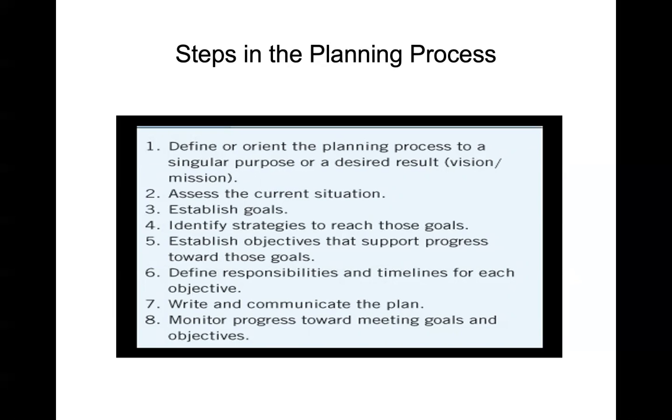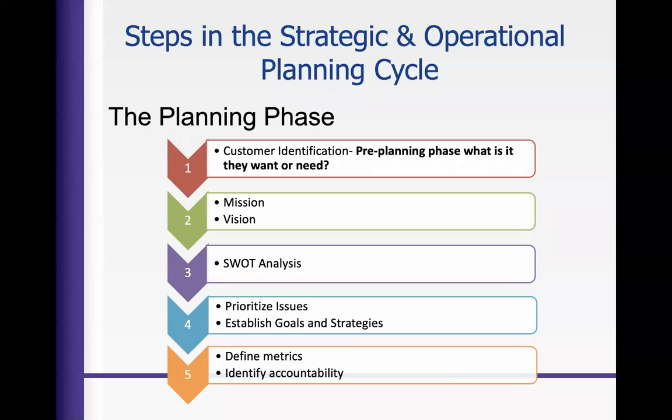So, as I said, there are steps in the planning process, and we define or orient what we want to do. That's where we develop our mission and vision. We look at the current situation. We develop goals. We develop strategies to meet those goals, and we develop objectives that will support the progress to those goals. We then define responsibilities and timelines. We write out a communication plan, and we monitor that progress. And so here we are back at that planning phase. And so the first thing is the pre-planning phase. What is it and what do they need? And this is where you may need to do some research.